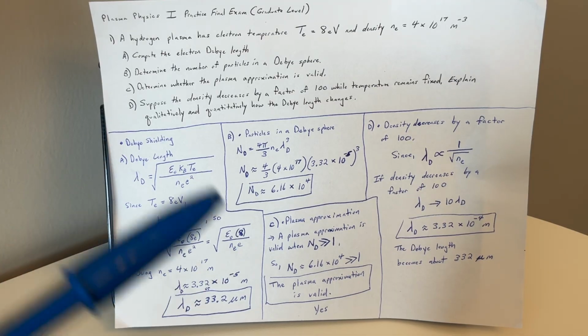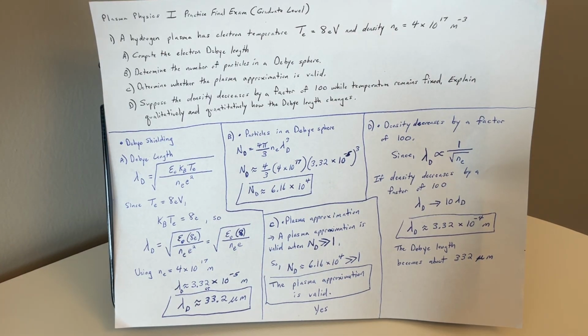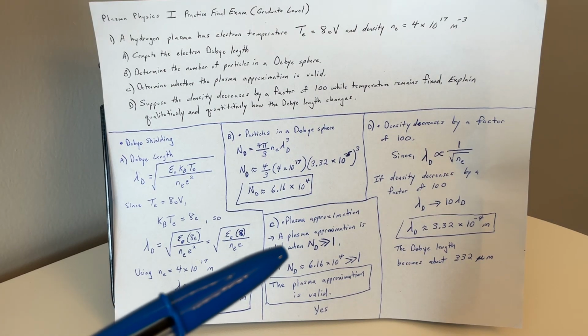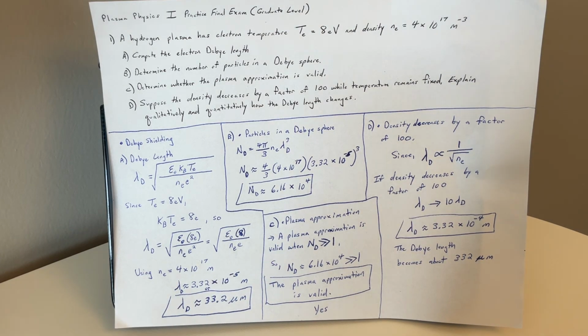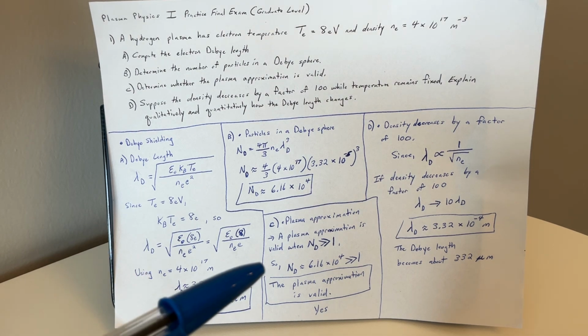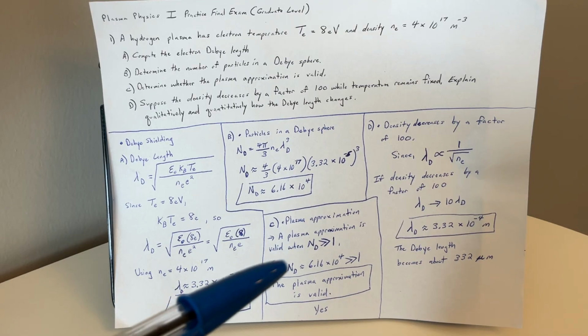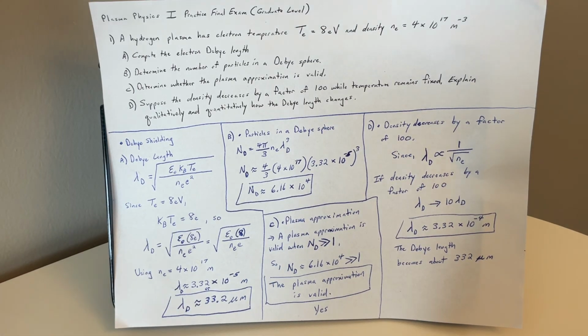Okay, moving forward, our plasma approximation. The plasma approximation is valid when N sub D is much greater than 1. So let's see what we can do here. We have N sub D is 6.16 times 10 to the fourth. That is a value much greater than 1. So is the plasma approximation valid? Yes, the plasma approximation is valid for this.